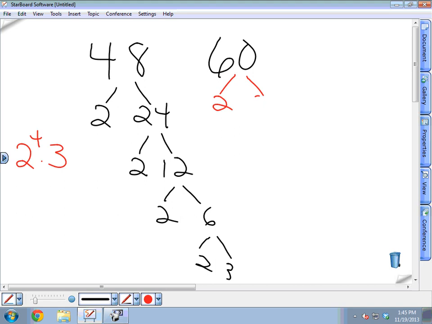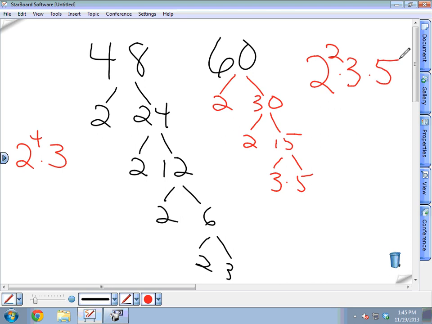60 is 2 times 30. 2 times 15. 3 times 5. So this one is 2 squared, 3, 5. If you take the 2 to the 4th power and you multiply it by 3, and you multiply it by 5, notice that I'm taking the 2 to the 4th power, because this one has the greater exponent between the two. Does everybody see this has the greatest exponent? Shake your head if you know what I'm talking about. The 3's doesn't really matter because they're both to the 1. And then 5 is the only one there.